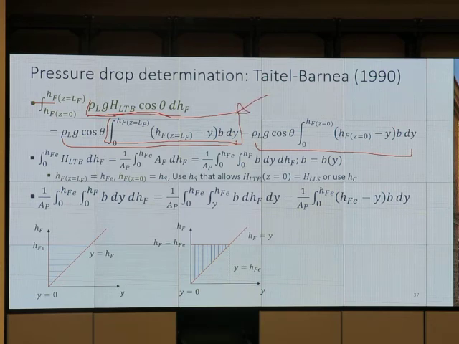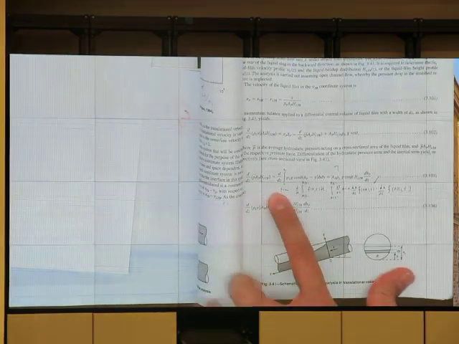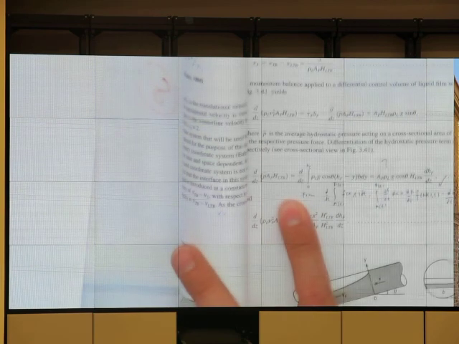Where does that come from? Which equation in your book? You recall that? That is way before, when we started double Hubbard or Taitel-Barnea. I believe it's 3.103, page 95. You see page 95? On page 95, we already proved that. Let's go here. We have this one. We went through that.